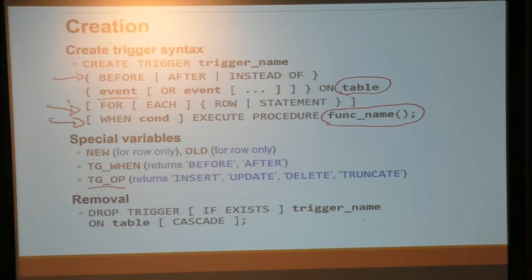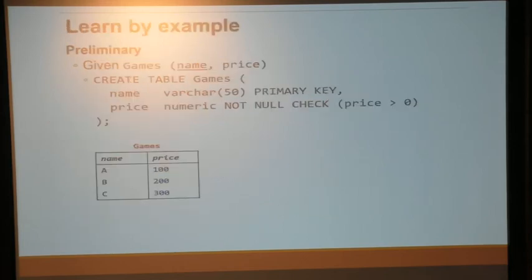Okay? There's a lot of things going on here. The easiest way to go through this part is to give you examples. So let's say I have this table, games, that contains only 2 things, the name and the price. The name is varchar, the price is numeric, and the price cannot be 0.